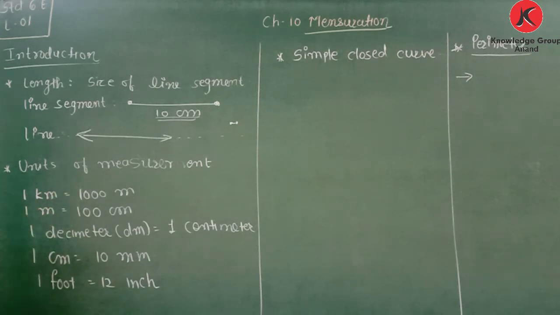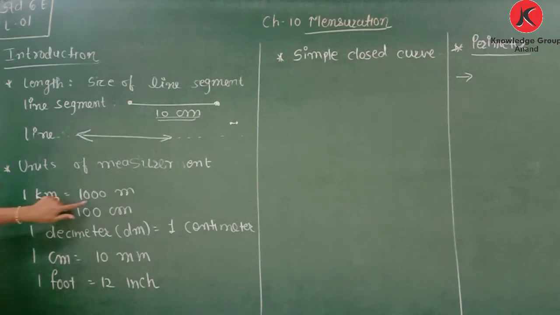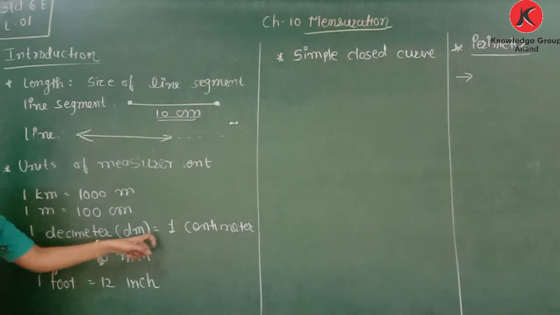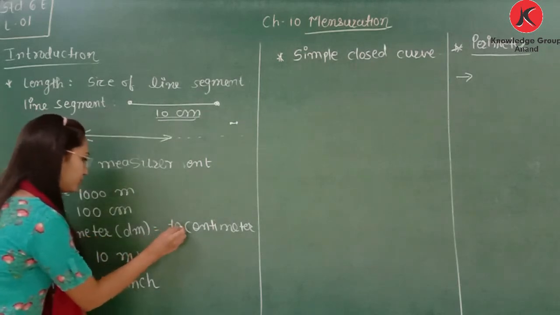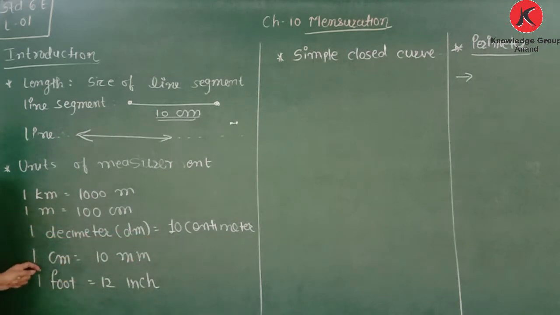Now units of measurement. For this chapter we need to remember some units of measurement. We need to use conversion also. What is the first conversion? 1 kilometer is equal to 1000 meter. 1 meter is equal to 100 centimeter. 1 decimeter (dm) is equal to 10 centimeter. 1 centimeter is equal to 10 mm and 1 foot is equal to 12 inch. So you need to remember these conversions.